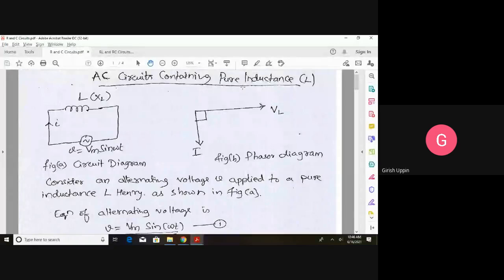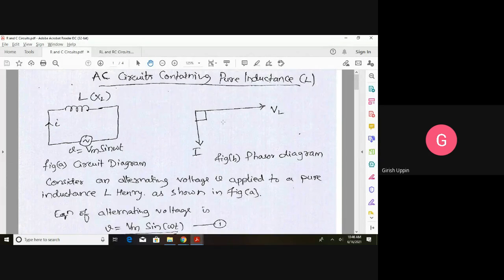So what is the meaning of that? Both will start with the same zero reference, and they both will reach the peak value at the same time. Both will become zero, again negative peak, and back to zero at the same time. So that is called both are in phase. And how do we draw the phasor diagram? Suppose we have the voltage for the resistance on the same line, we are also representing the current.